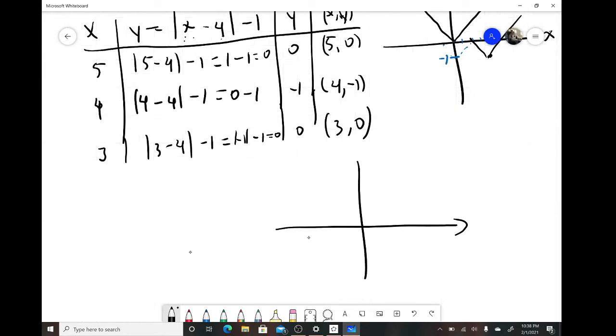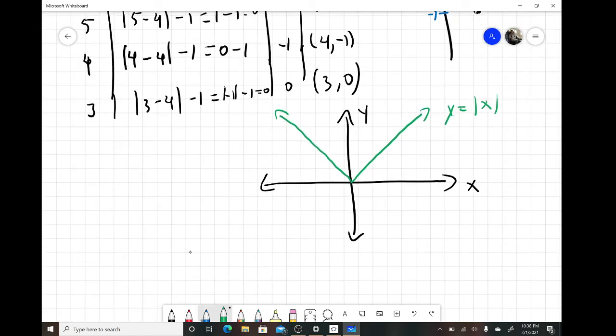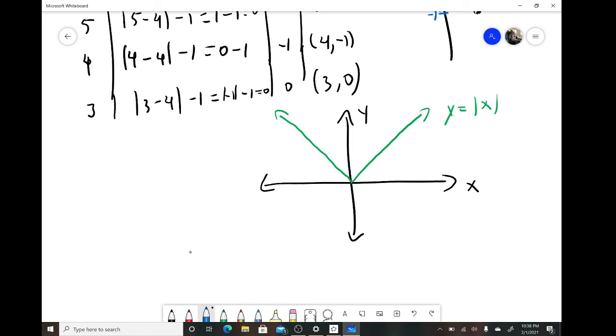The graph, and remember, I was asked to plot them together on the same graph. I'm going to use green for the parent function. The parent function looks like this. So that will be y equals the absolute value of x in green. And the one in blue is going to represent our new graph.